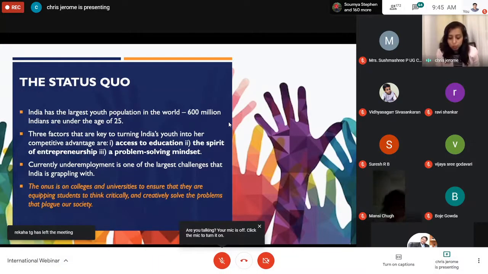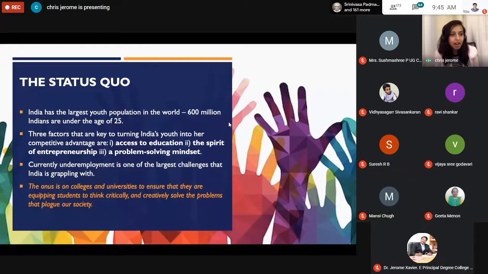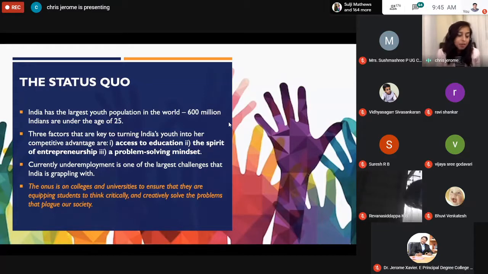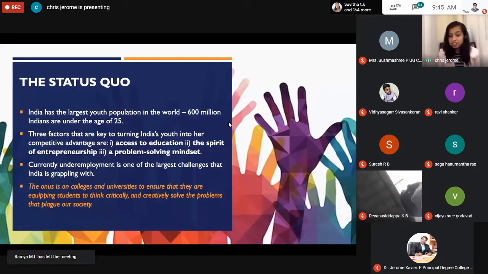Before we get into the weeds of case analysis, I'd like to build the case and establish the need for why I think in India we have to increase our case analysis and case study approaches. One is India has the largest youth population in the world. 600 million Indians are under the age of 25. Now that's more than the population of most countries. And I believe that there are three factors that are absolutely crucial to turning India's youth into her competitive advantage.